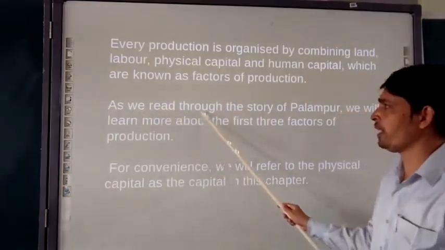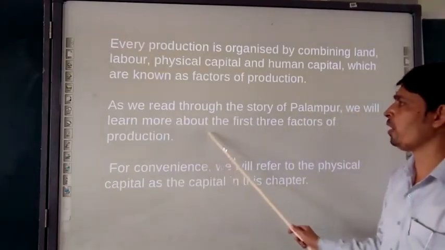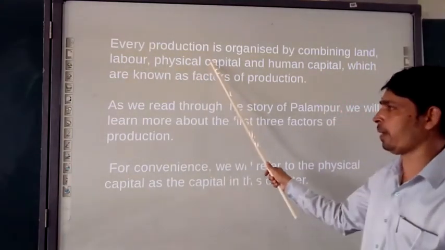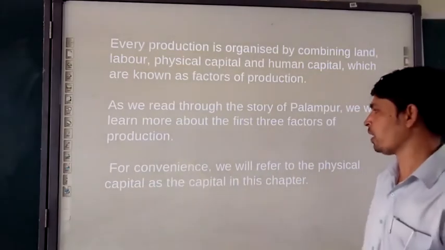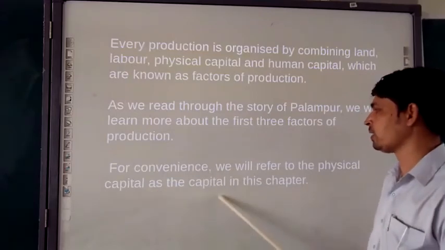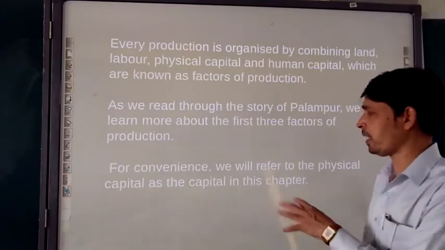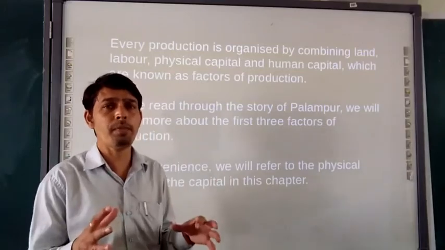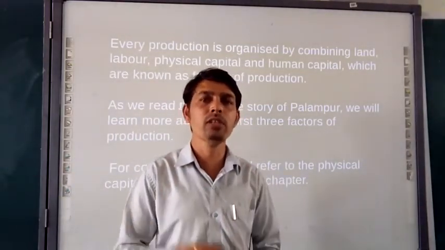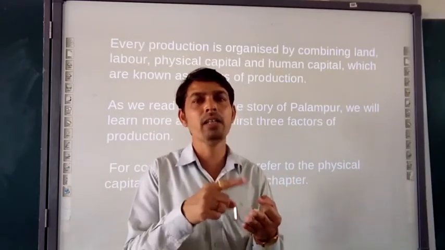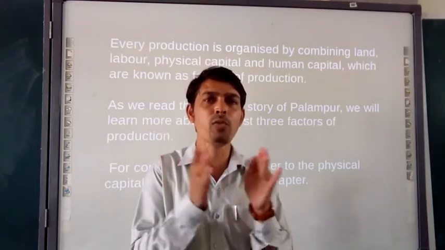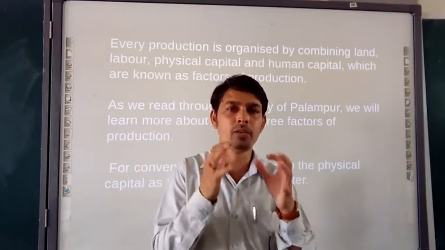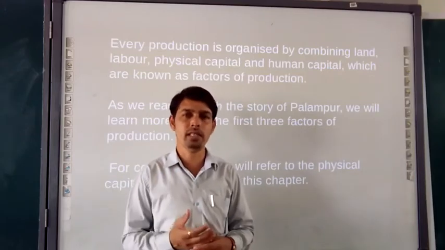Next, we have read through the story of Kuala Lumpur. We will learn more about the first three factors of production: land, labor and physical capital. For convenience, we will refer to the physical capital as the capital in this chapter. So in this particular topic, the factors of production are land, labor, physical capital, which is divided into fixed capital and working capital, and the last one, human capital, which brings all the three units together in a particular place for the production of any goods or services.